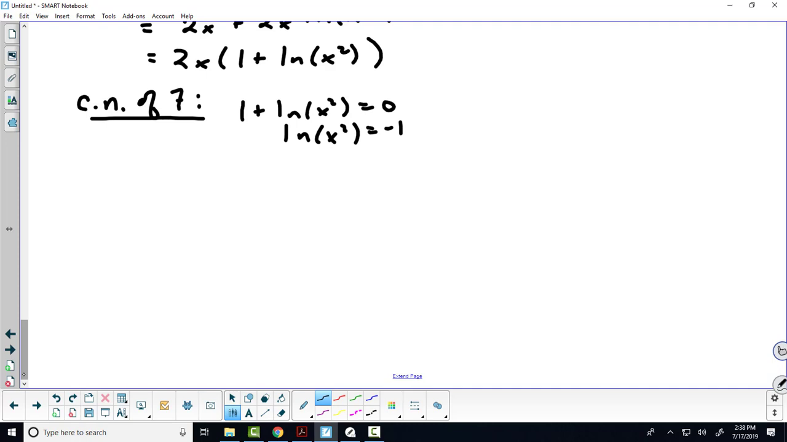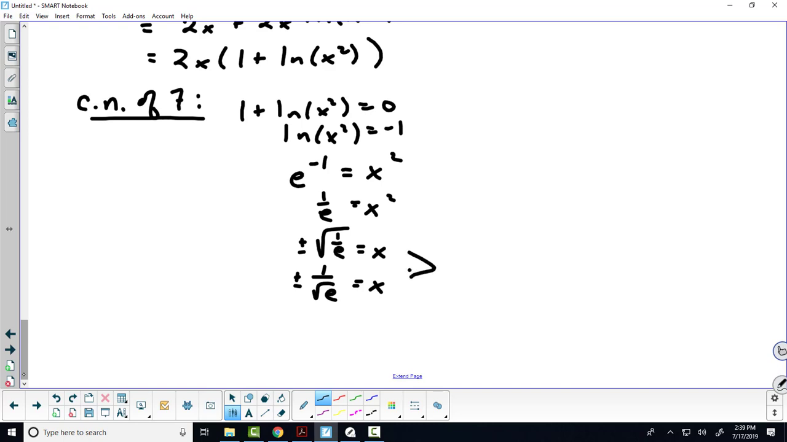Let's rewrite it as its equivalent exponential statement. So that happens when e to the -1 equals x squared. That is when x squared equals 1 over e. So that would happen when x equals plus or minus the square root of 1 over e. Or we could write plus or minus the square root of 1 over the square root of e. Either of these is acceptable. Okay. So those are our critical numbers of f.